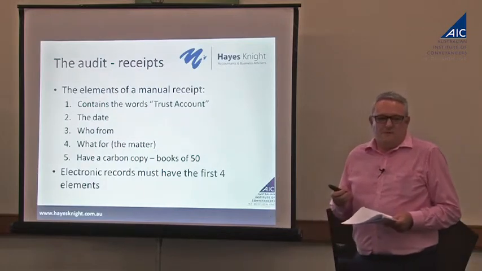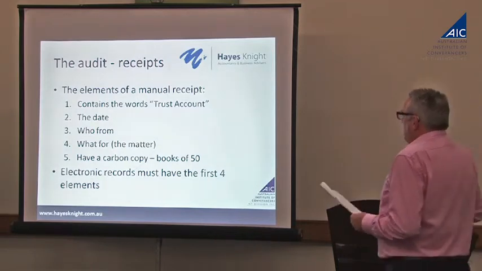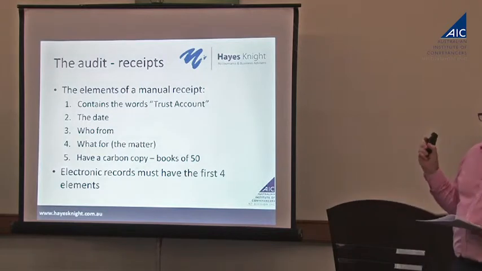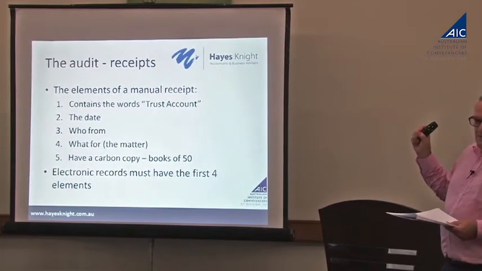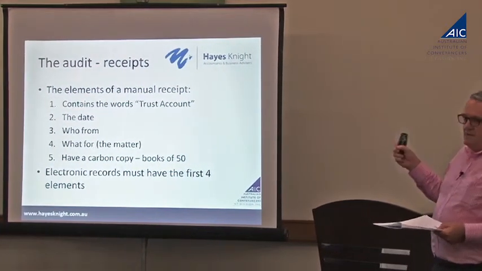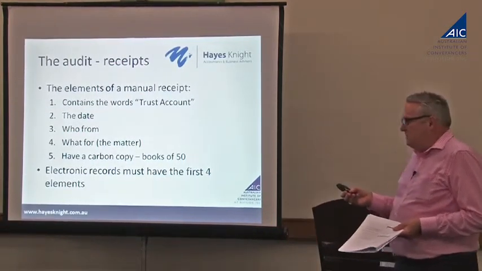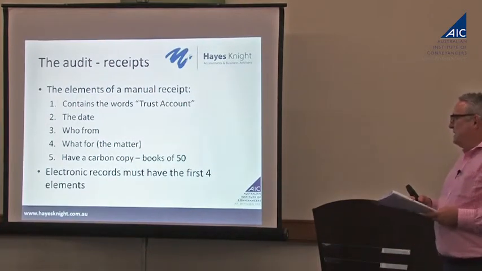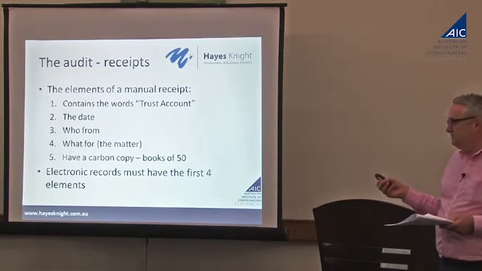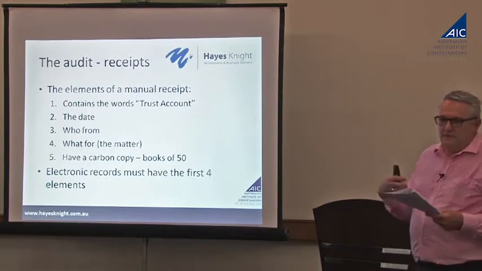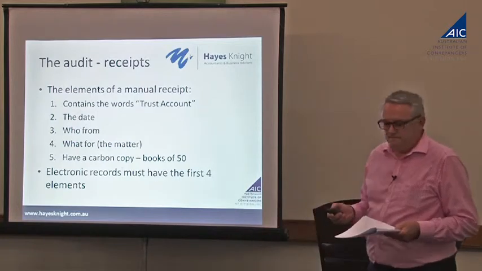So we enter the realm of receipts where the money actually comes into your world. And these are what I call the elements. I use that word a little bit sometimes. The elements that your receipt must have. Must have the words trust account, name of your business, trust account. The date, who from, what for. Now, if you're running manual records, you've got to have books of 50 and keep the duplicate. If you're having electronic records, you have to be able to achieve a similar happening at the end. You have to be able to reproduce that receipt.